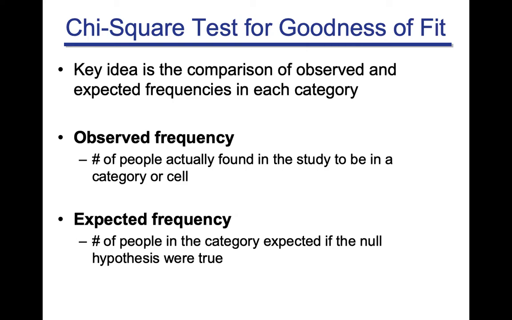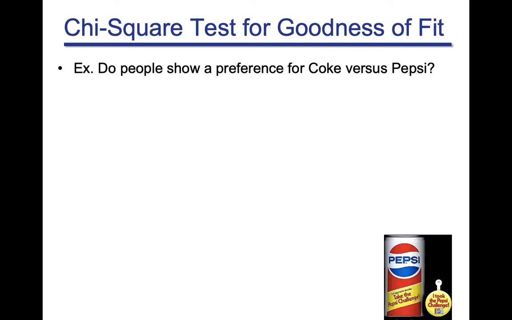The expected frequency is the number of people in the category expected if the null hypothesis is true. Okay, so here's our simple example. Do people show a preference for Coke versus Pepsi?